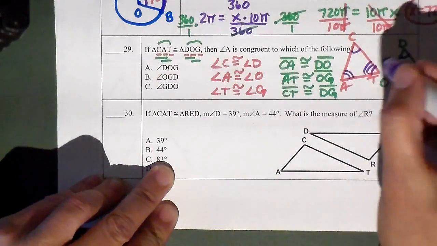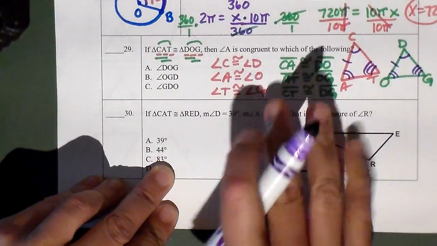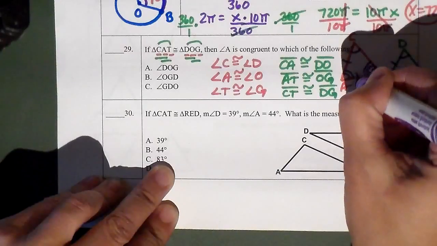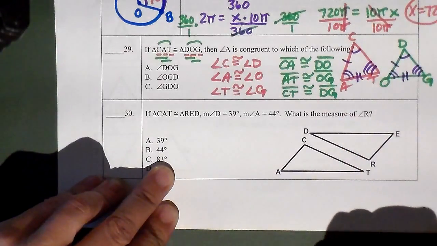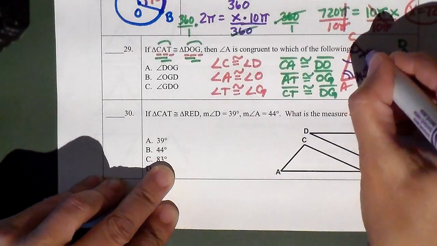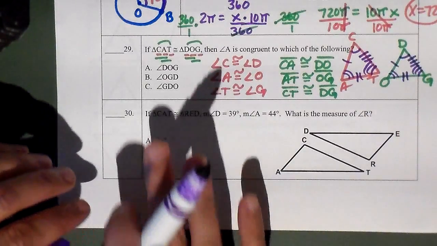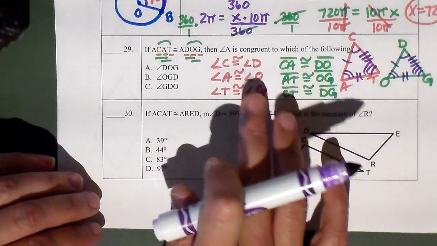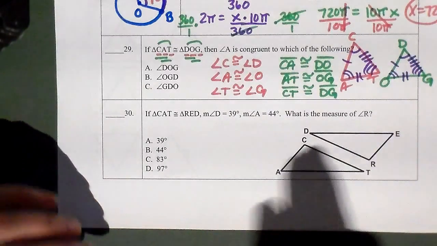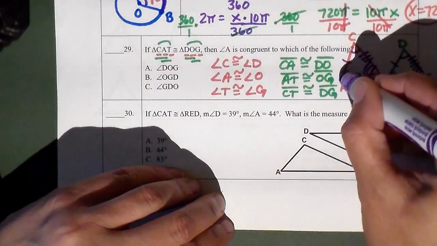CA has to be the same as DO. AT has to be congruent to original gangsta. And CT has to be congruent to DG. So that's how you mark them up. So it says angle A would be congruent to which of the following? Well, let's look at angle A. That's this guy right here.